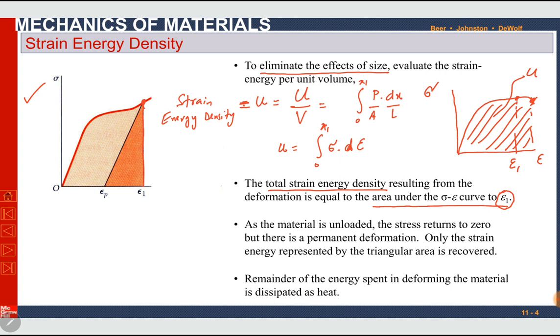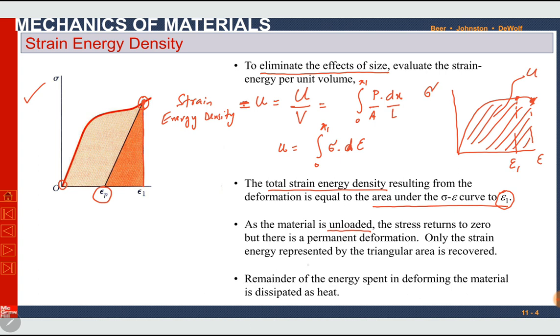Okay, as the material is unloaded, the stress returns to zero, but there is a permanent deformation. If we unload from this point, since this is a ductile material and the deformation is plastic at this point, the material will not come back to 0, 0. It will recover up to some certain point, but it will not come back to its original position because there is a plastic deformation. So it will return to zero stress state, but not a zero strain state. There is a permanent deformation, which is equal to epsilon p. We also call it residual strain. Okay, it will remain in the material.